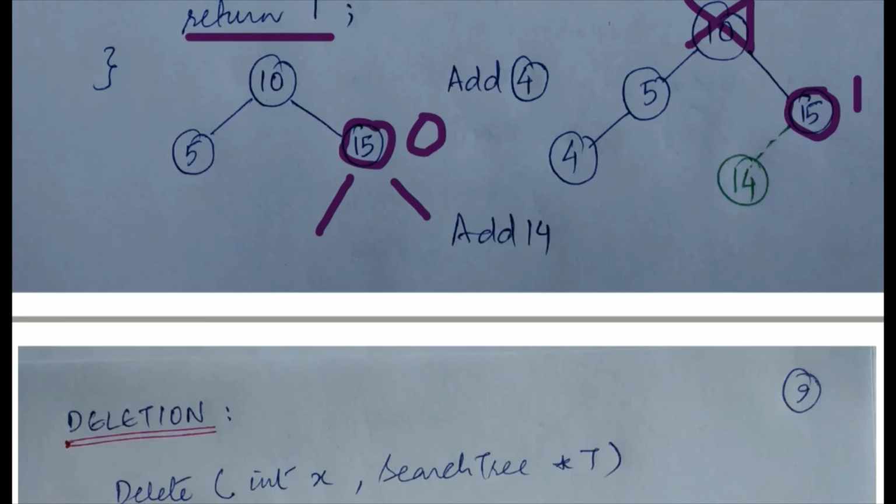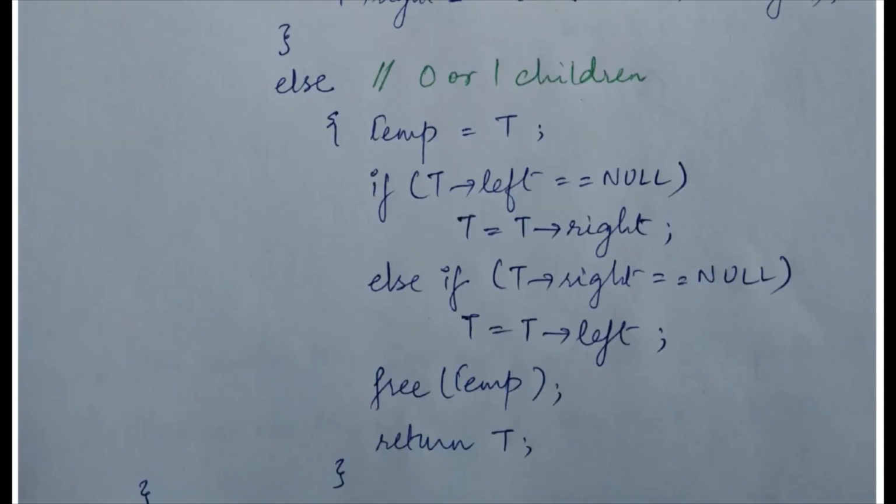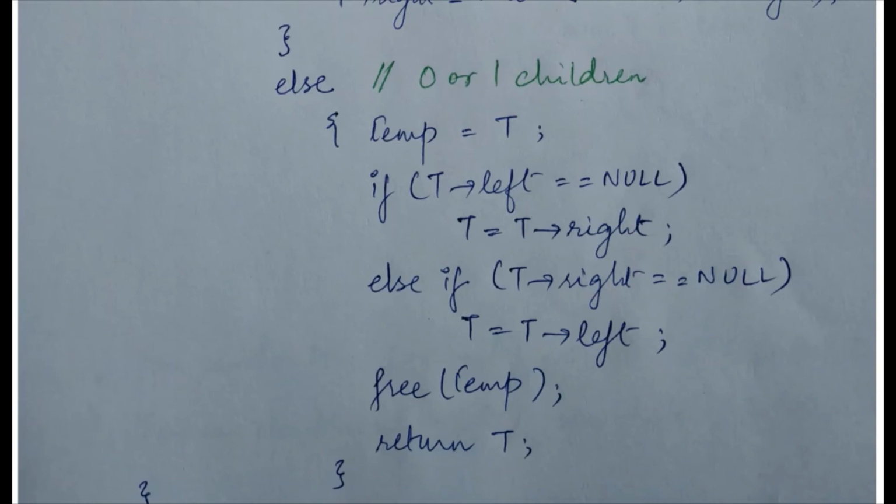If 15 has 1 child, whether it be the left child or the right child, this child can straight away come up and take the position of its parent. So having 0 or 1 children is easy. What we do is, when we find the element to be deleted, we copy its address in a temp variable because we have to free temp.